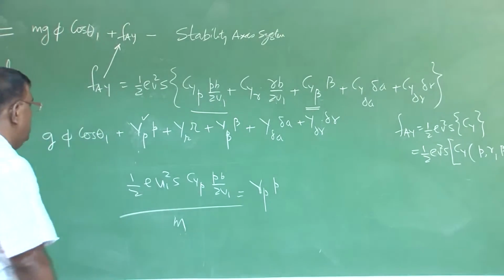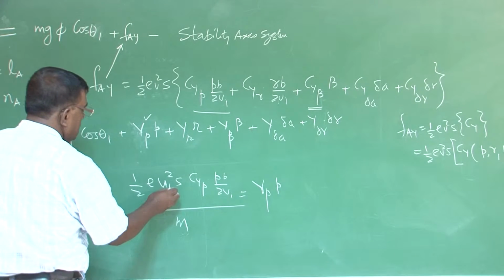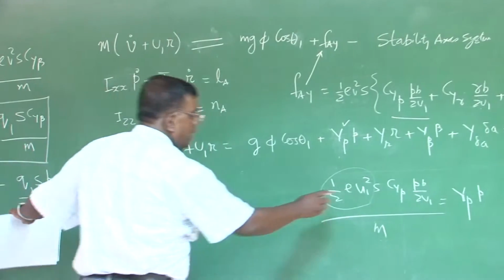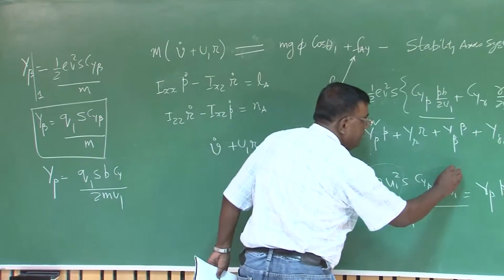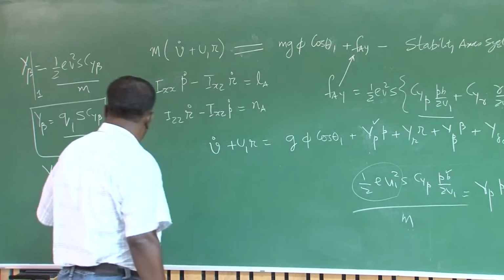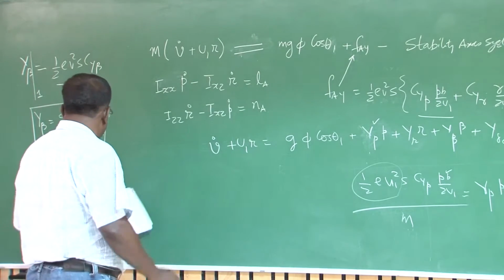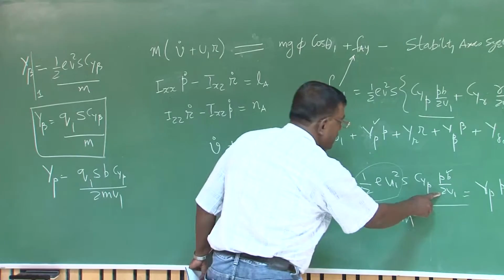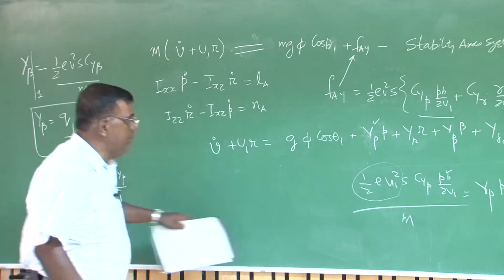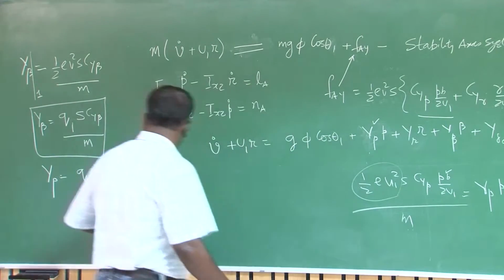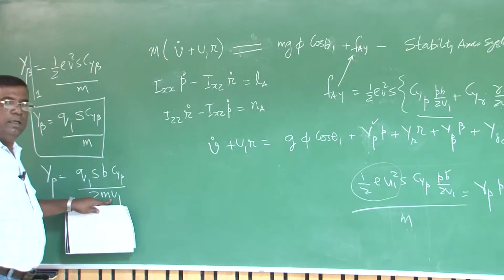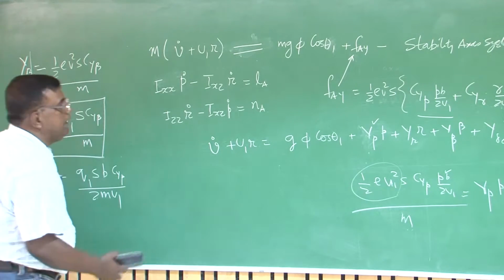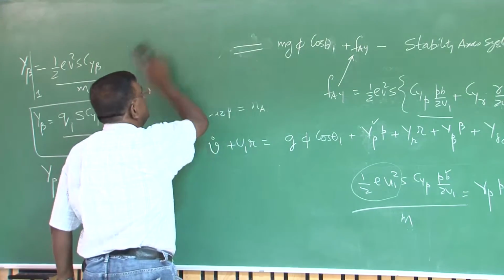So what is Yp? Half rho u1 square, which is q1. q1 is here, S is here, this b remains here, CYp is there, not CY, CYp. This 2 is here, this 2 is here, m is here, u1 is here, so e1 is here. Okay? Right? So that becomes your Yp. Similarly, you can check other dimensional derivatives.